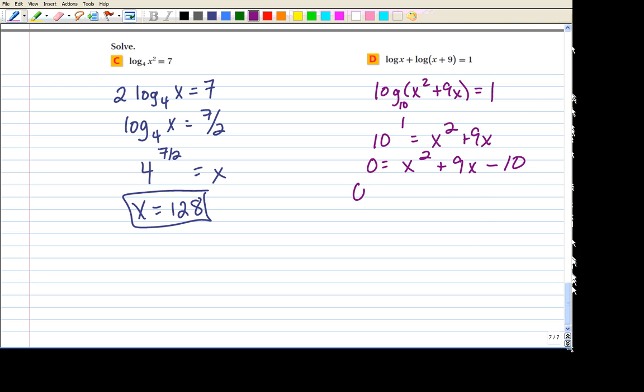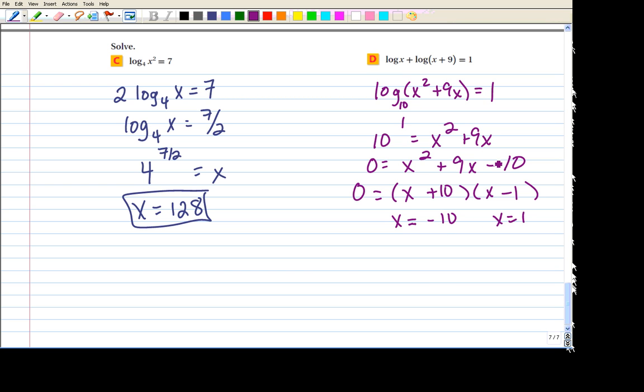Does this thing factor? Well, it most certainly does. And it factors into x plus 10 and x minus 1. So here I get solutions of x equal to negative 10 and x equal to positive 1.